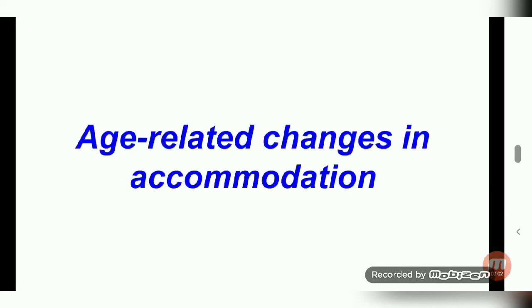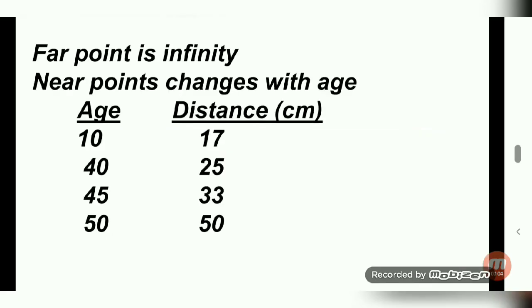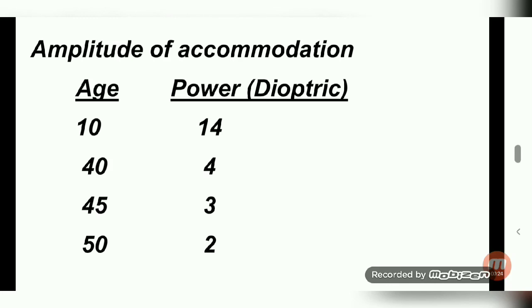Age-related change in accommodation. In an emmetropic eye, the far point is infinity and the near point changes with age. At 10 years old, near point 7 cm; 40 years, 25 cm; 45 years, 33 cm; 50 years, 50 cm. Amplitude of accommodation: 10 years, 14 diopters; 40 years, 4 diopters; 45 years, 3 diopters; 50 years, 2 diopters.